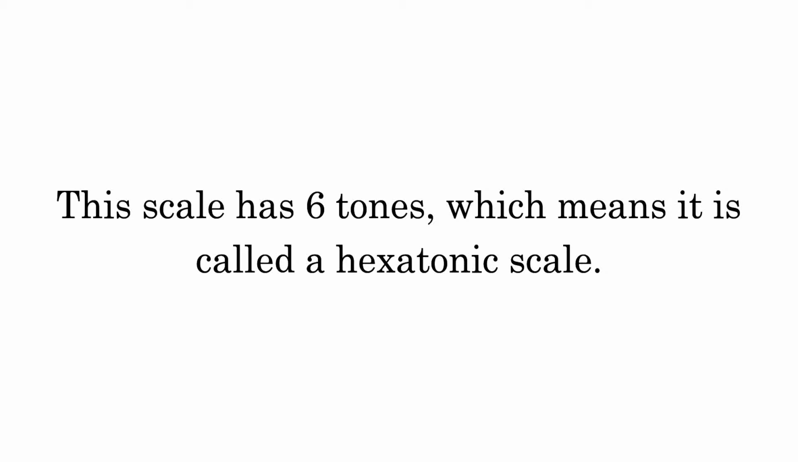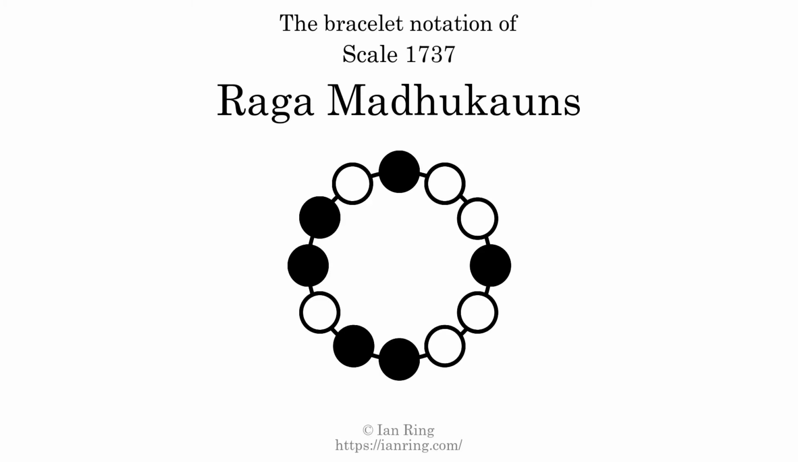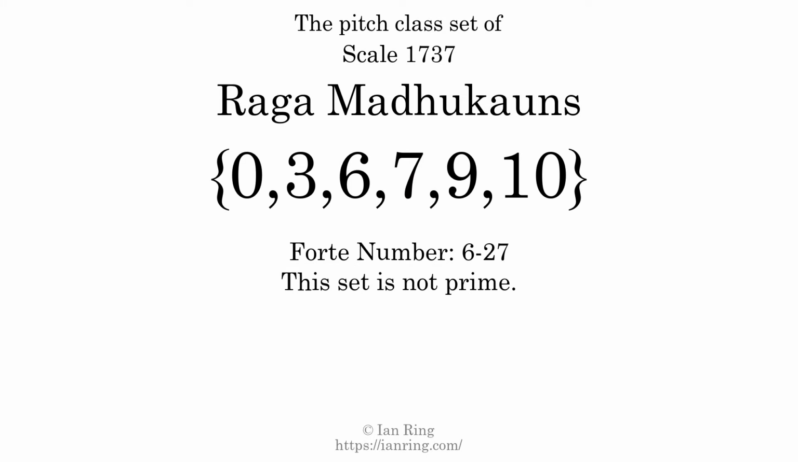This scale has 6 tones, which means it is called a hexatonic scale. This is a bracelet notation diagram of scale 1737. The shaded circles represent tones that appear in the scale, and they are read clockwise, starting at the top. The pitch class set for this scale is 0, 3, 6, 7, 9, 10. The fault class is 627. This set is not prime.